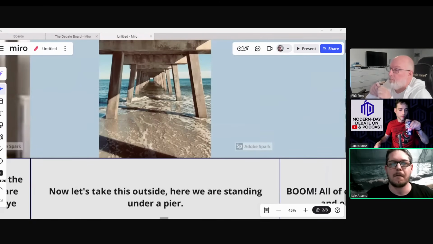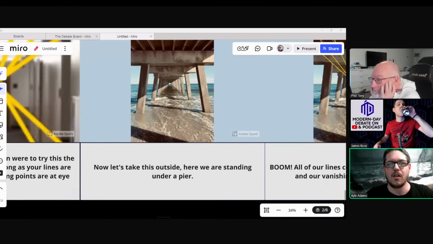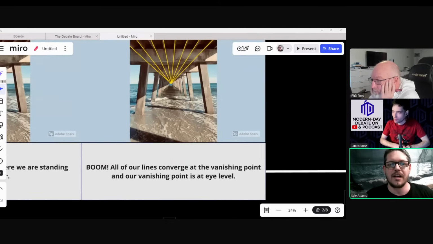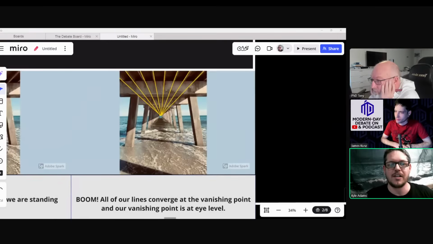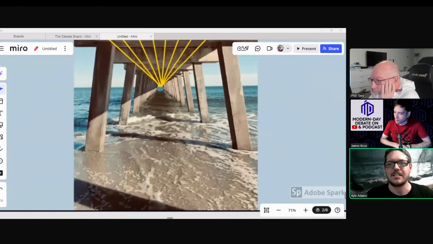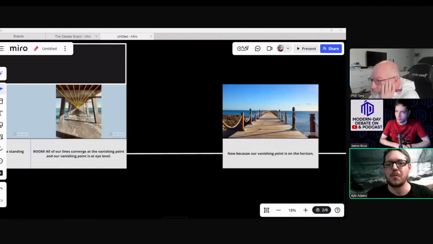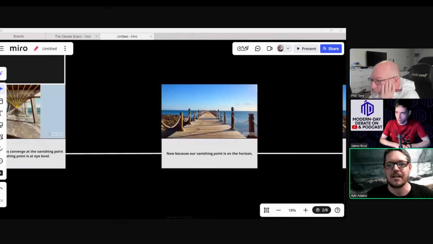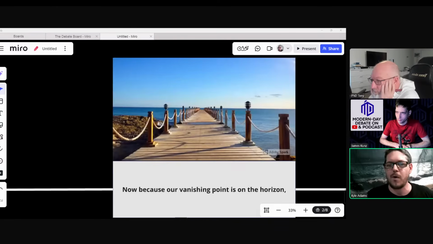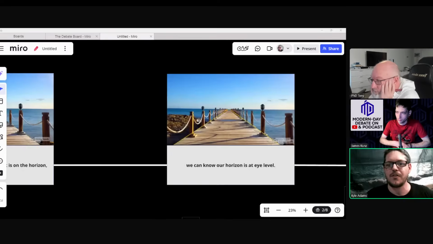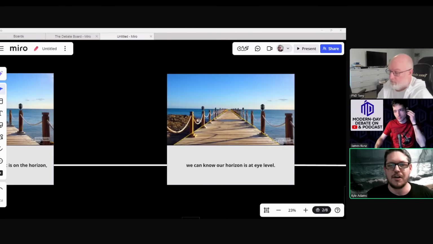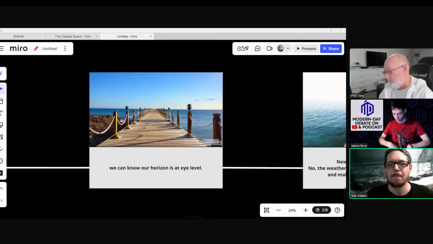So here is a nice dock, and we got a lot of lines here that all point to our vanishing point. Okay, and all those lines right here point to our vanishing point right on the horizon. This is a big indicator that our horizon is eye level. And I've done this multiple times with multiple pictures, getting that 1-point perspective going right there to the horizon, demonstrating to us that it's eye level.